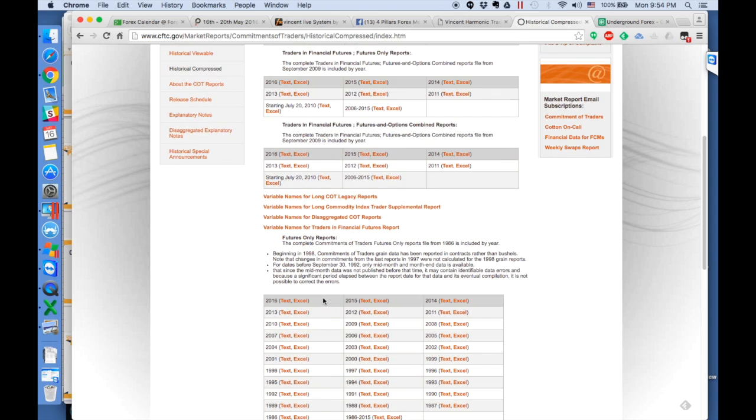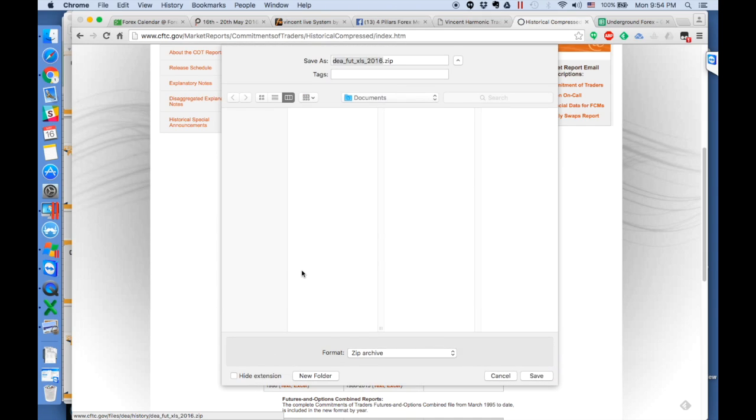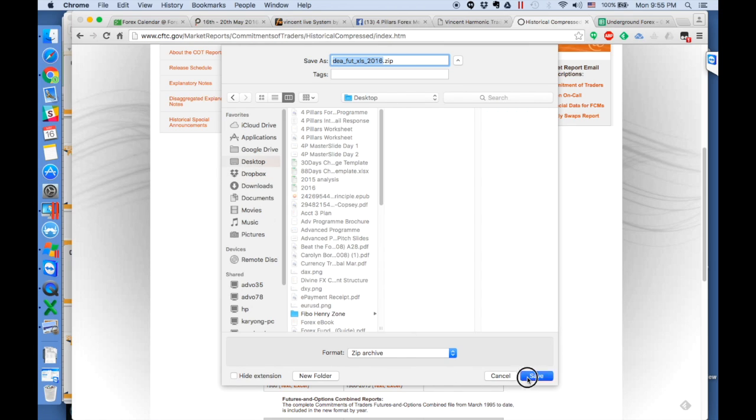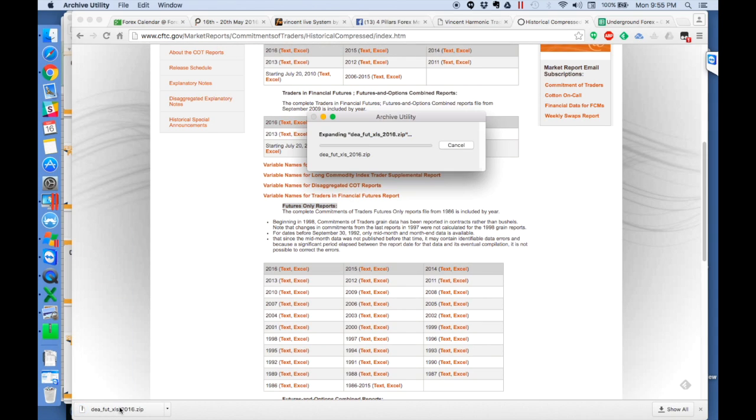Futures Only report, below there. Then you go to 2016, which is the current one. You click on this little Excel, and then it will prompt you where you want to save. You can save it wherever you want. If I save at desktop, then it will be a zip file, so just open it up.